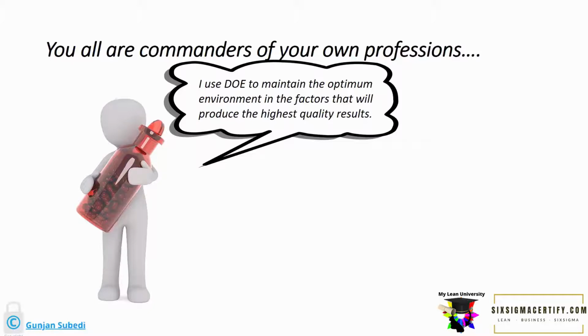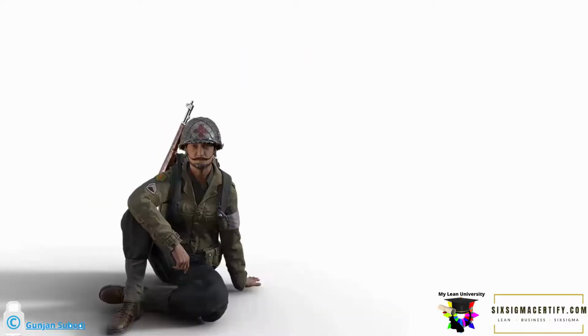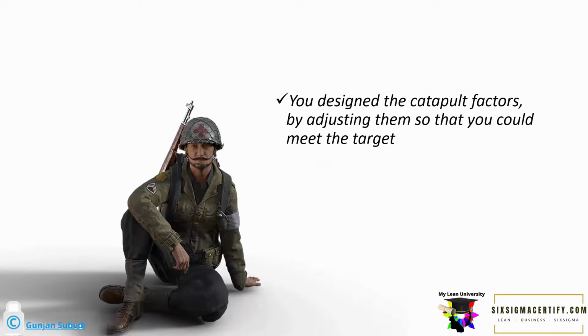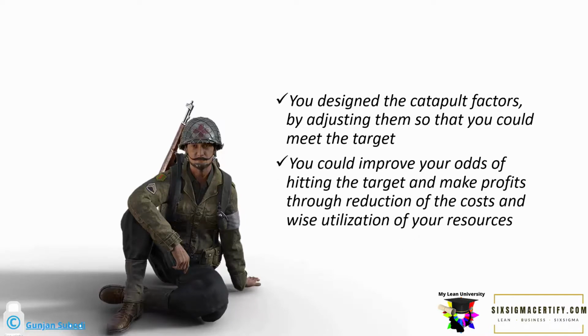So let us throw away all the garbage of theoretical definitions and make our own based on what we learned so far. Remember what we did when you were the commander of the war? You designed the catapult factors by adjusting them so that you could meet the target, and this improved your odds to hit the target. You could make profits through reduction of the cost and wise utilization of the resources so that there were the least chances of failures.